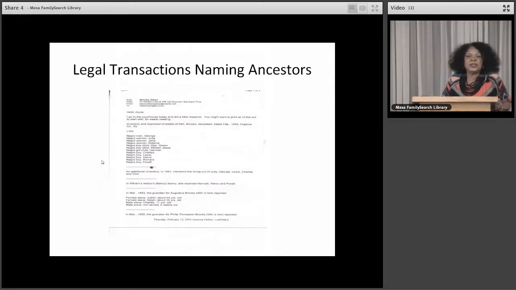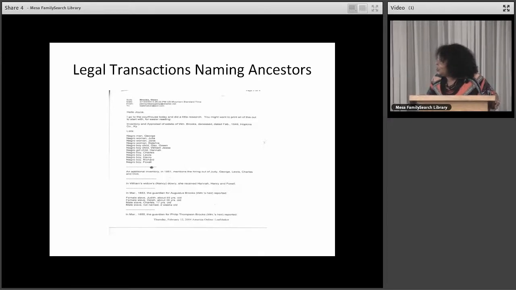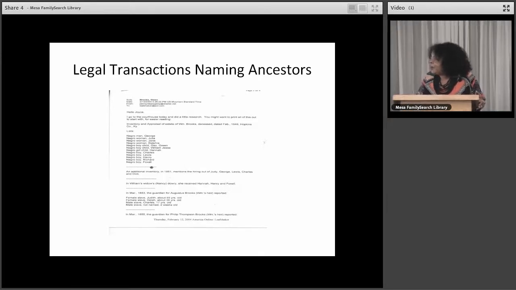Legal transactions, naming your ancestors. We're back to the wills, the deeds, the mortgages, that thing. A friend in Kentucky, someone I met on a mailing list, wrote: I got to the courthouse today and did a little research. You might want to print this out.